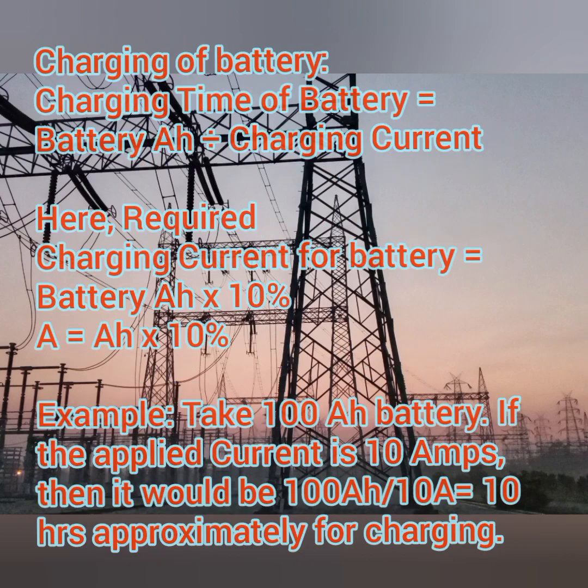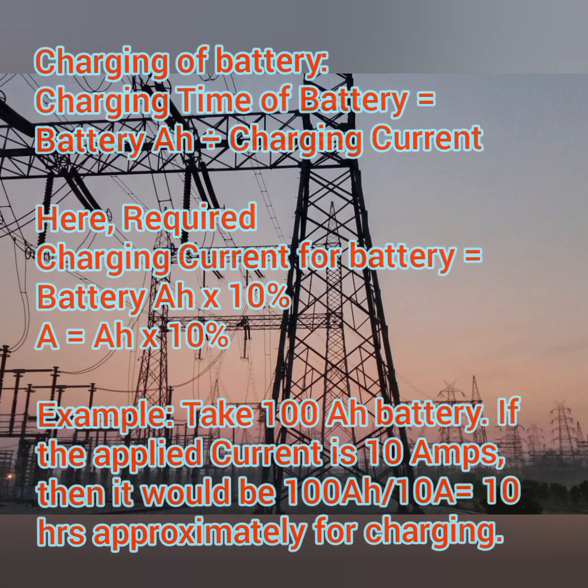Then coming to the charging of a battery. The charging time of your battery is found by the battery capacity divided by your charging current. So here we require a charging current level. The charging current level is nothing but 10% of your battery capacity.